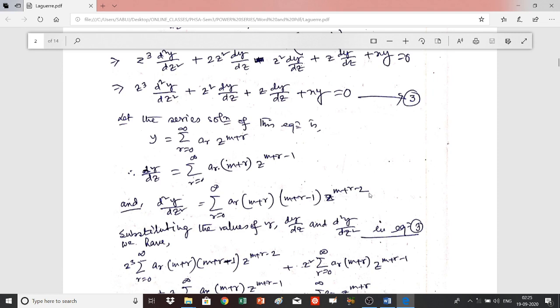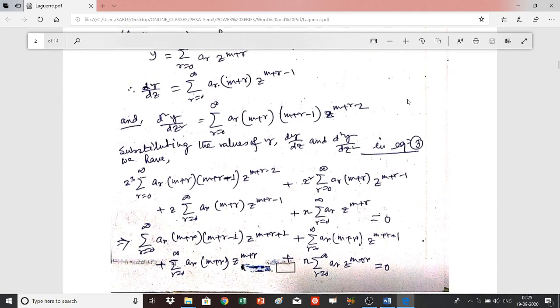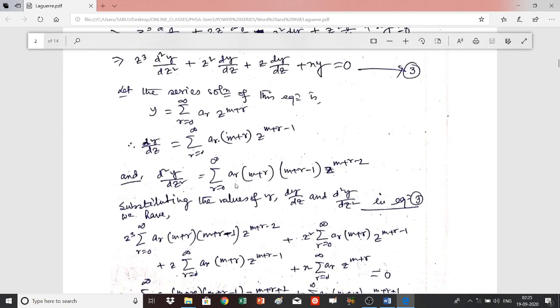Now our job is to substitute these values of y, dy by dz and d2y by dz square in this expression, that is, in equation 3. If we do that, then we have z cube times the value of d2y by dz square, z square times the value of dy by dz, then z times dy by dz, and finally n into y, that is a r z to the power m plus r. Just substitute these values.